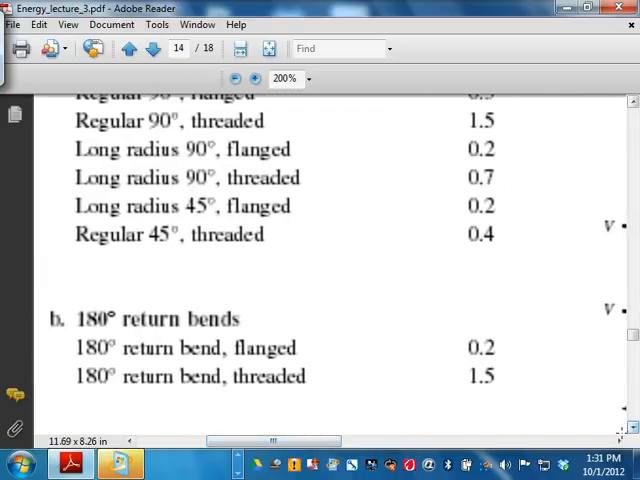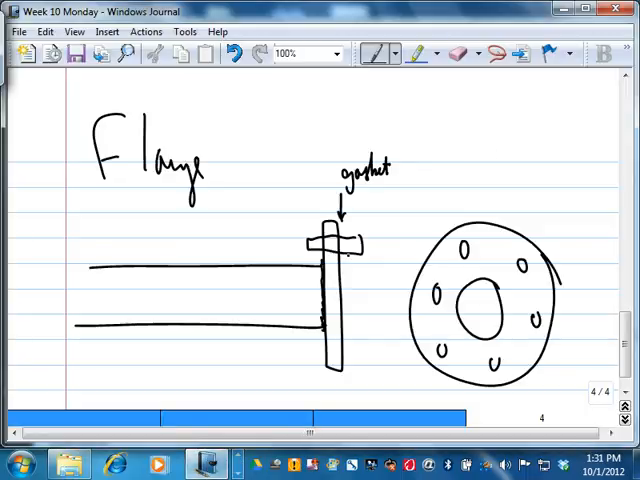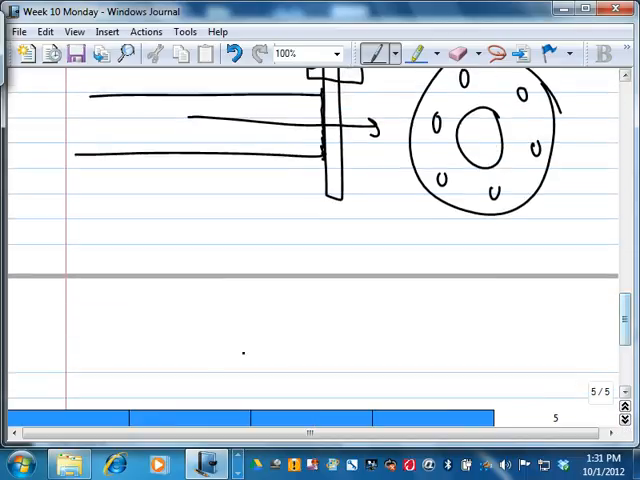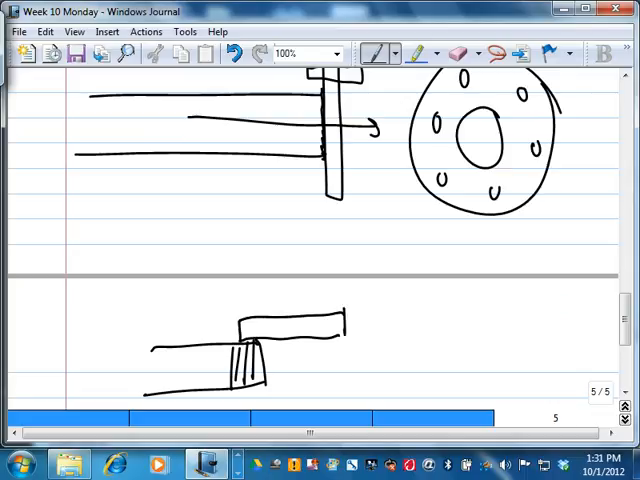The threaded ones are rated a lot higher than the flange. Why? Because with the flange connection, when the flow goes through it, it doesn't see any obstruction. Whereas the threaded pipe will have a thread. This pipe here, you thread here. Then you have another fitting that screws on top.